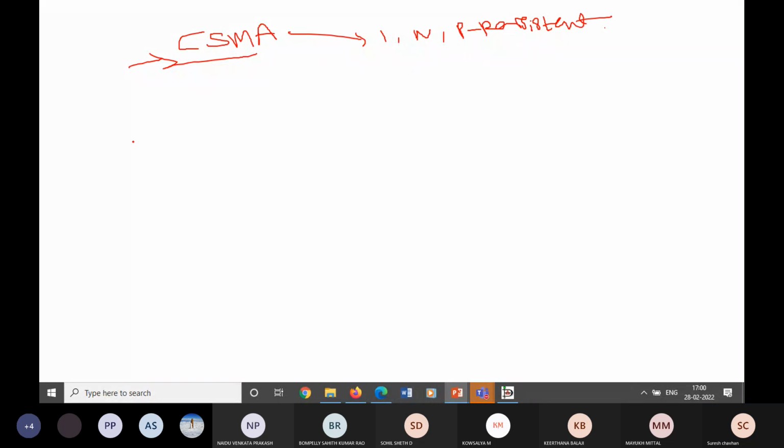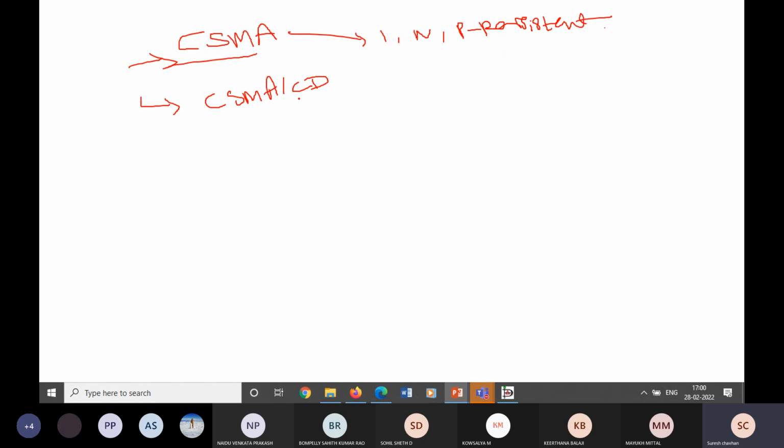Fine. In the last few classes, we have been studying the CSMA, the carrier sense multiple access protocols, right? In this one, we have seen the one persistent, non-persistent, and p-persistent strategies, right? Then we have seen the CSMA CD, which means carrier sense multiple access with collision detection.